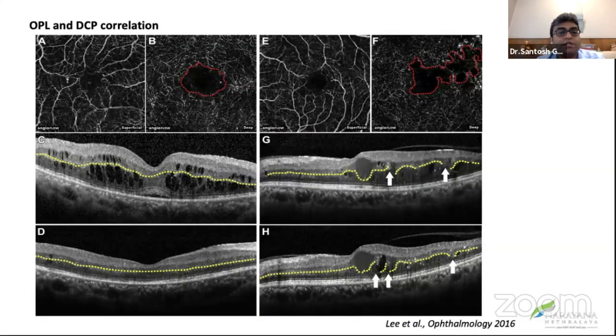So this is again a correlation that was done by Lee et al., wherein they saw that in a good response DME, just the FAZ changes were there. There were some aneurysms, but when they looked at a bad response DME, they could see that in the morphological OCT B scan, the OPL was disturbed. So wherever the OPL was disturbed, the cysts in the inner nuclear layer were communicating with the outer nuclear layer. The same can be seen on a DCP layer. We can see capillary dropout areas.